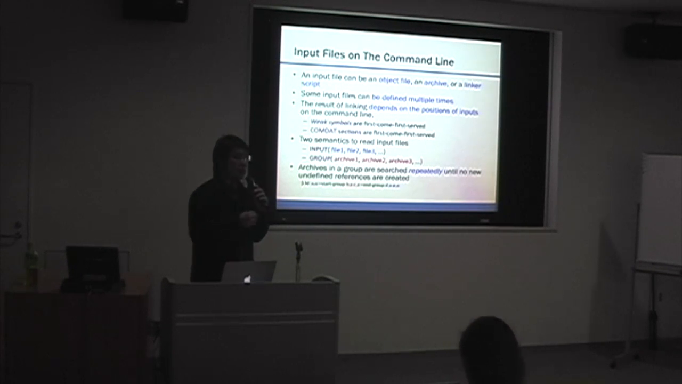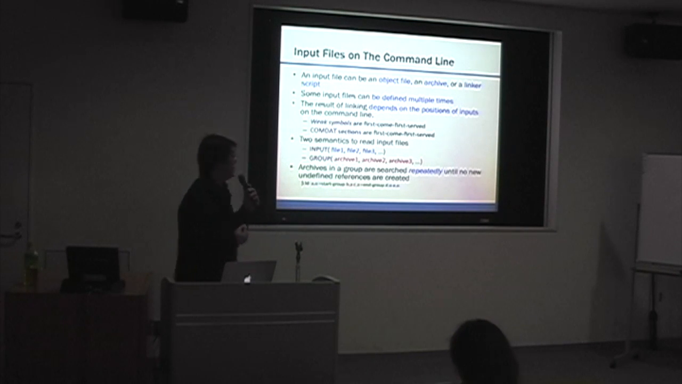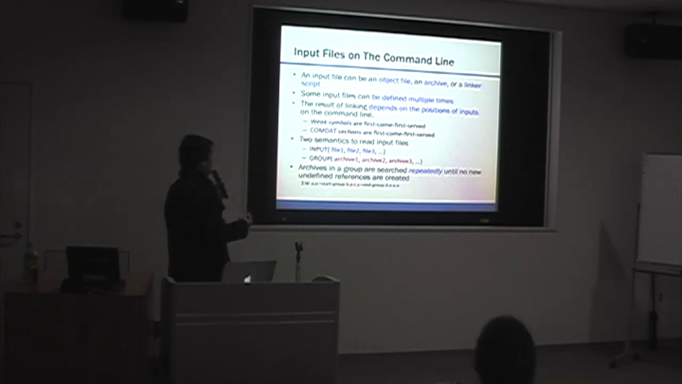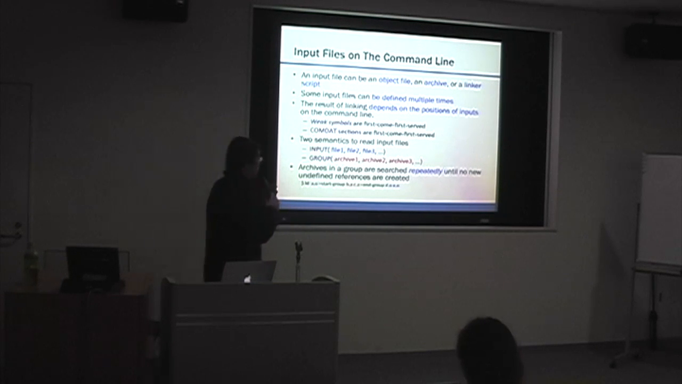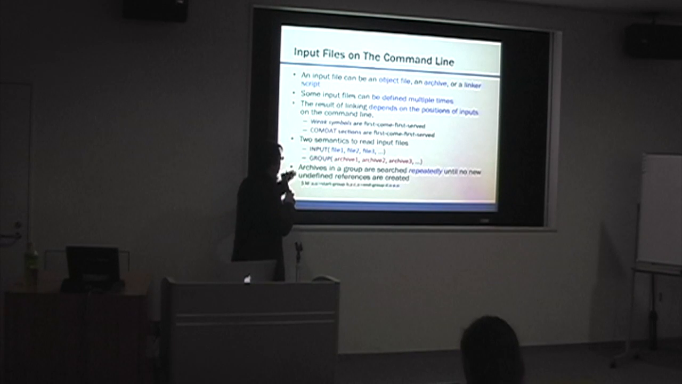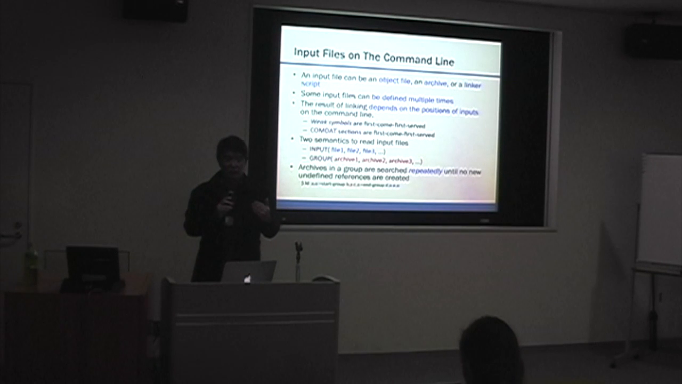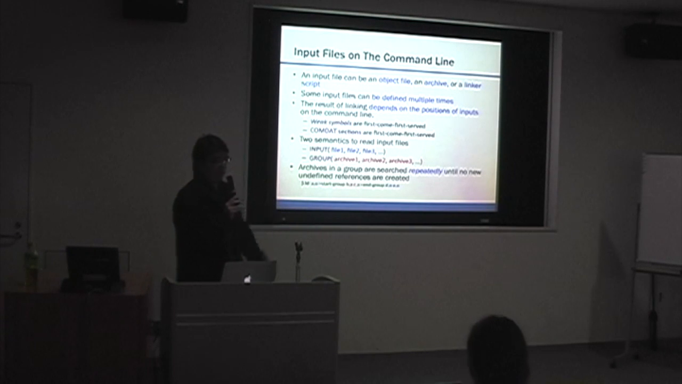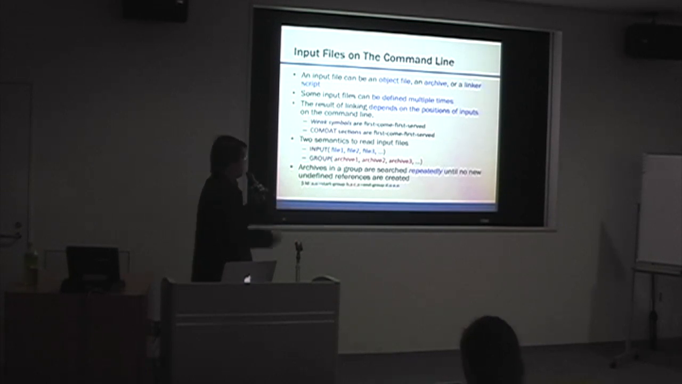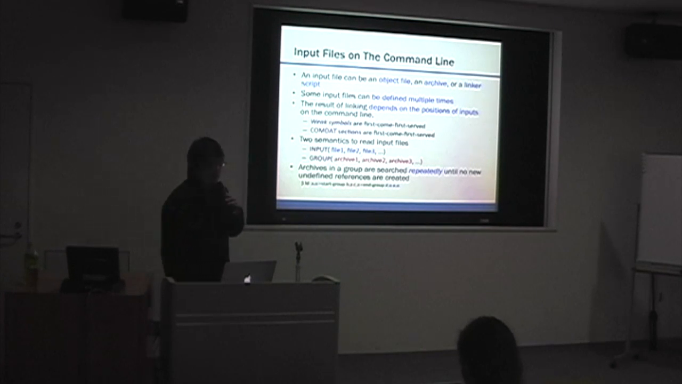In WebKey, the C library is being linked about 4 times, and it can be linked again and again. The result of linking depends on the position of the input, because we have 2 kinds of behavior. The first is the weak symbols. Weak symbols are first come, first served. The linker will keep the first weak symbol it reads. So if we change the position of the input, then the output of the weak symbol will be different.